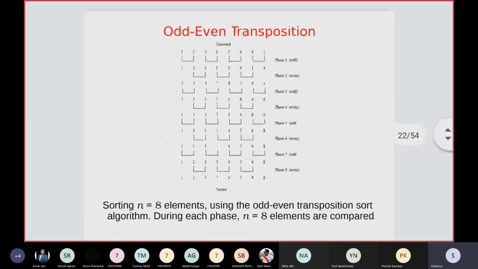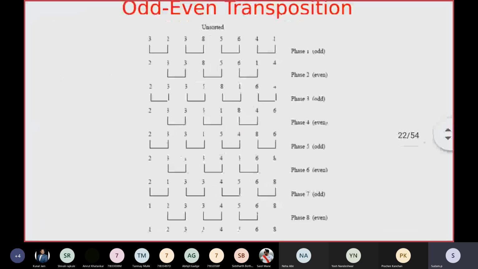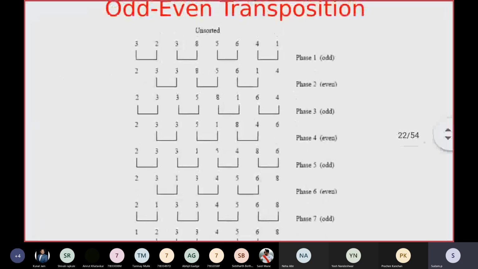So this example is given here, which we just discussed. Phase 1 odd, phase 2 even. Phase 1 odd means index 1 has 3, index 2 has 2, index 3 has 3, index 4 has 8, index 6 has 5, index 7 has 6, index 8 has 4, and index 9 has 1. Sorry, this is 1 to 8, meaning 1 will have the index 8 there, as we have started our index from 1. If you start your index from 0, the last element will have the index 7. But here we have assumed we started our index from 1.